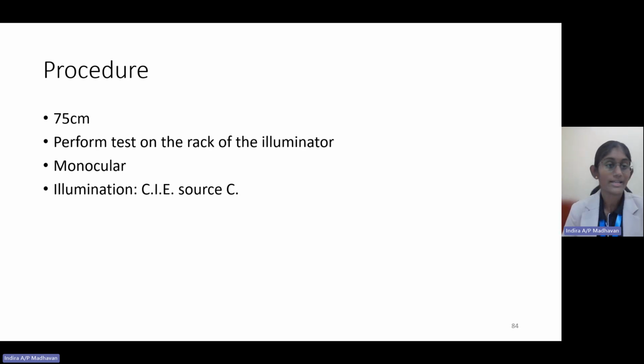Okay, so it is tested monocularly. And it has to have a standard lighting, and we do have the standard lighting in the box, and you have to perform the test in that box. Okay, then only you will be able to get accurate findings. Otherwise, it will not be accurate and consistent.